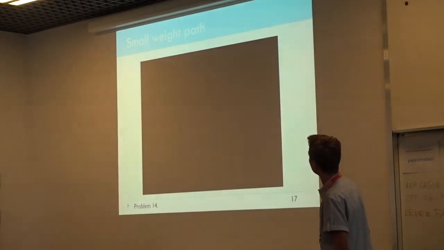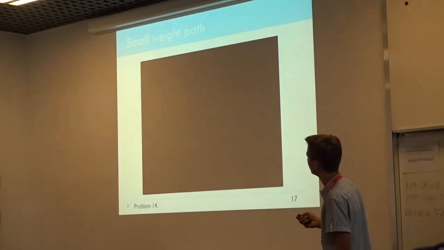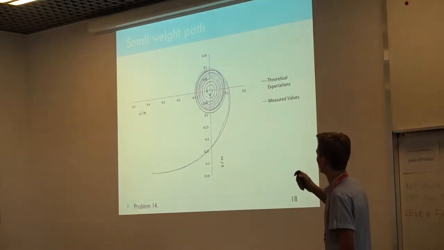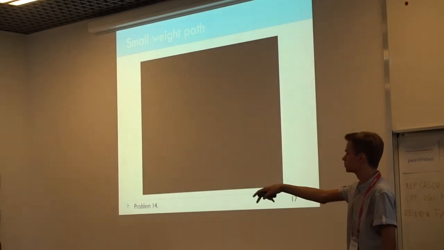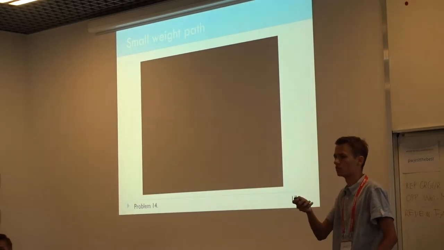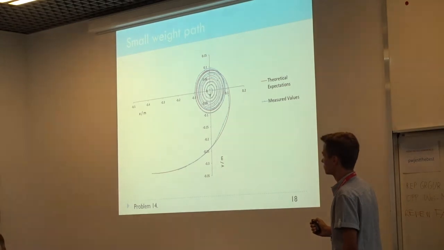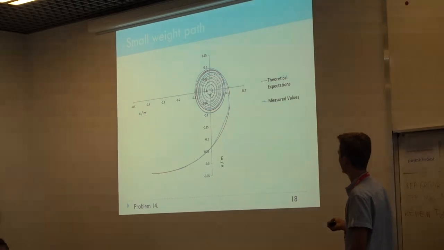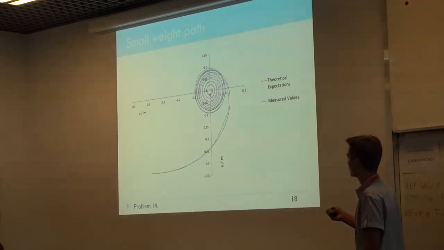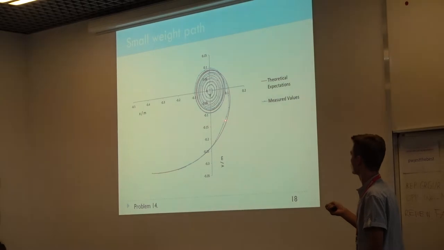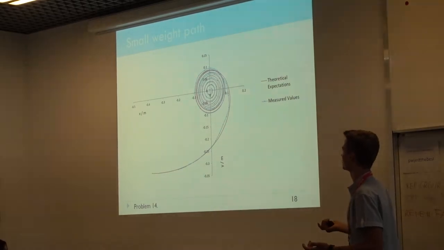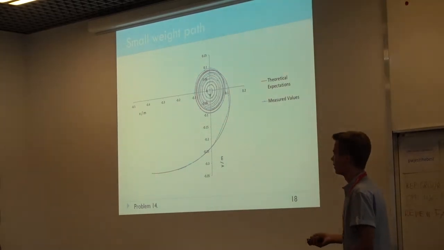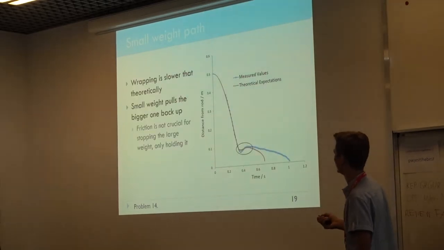So here, there should be a video, but for some reason it doesn't work. Anyway, this is a video of the path of the small weight, as you showed in the demonstration. So here you can see the path. The red one is the theoretical expectation, and the blue one is the measured values. Now the measurements were only taken at these blue points, and they're just connected with lines, because otherwise it would be very cluttered. And we can see that it fits very well with the theoretical predictions. However, more interesting maybe is this graph.